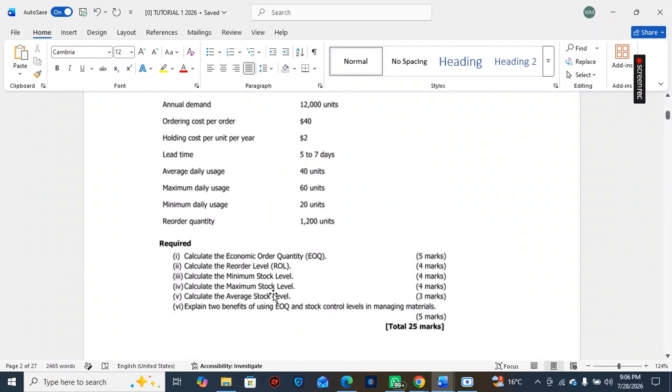Okay, calculate the average stock level. Colleagues, what's the average stock level? Yes, Mr. Kaswano, since you showed you are grasping the topic, yes, average stock level.